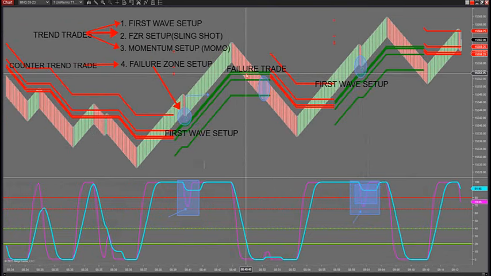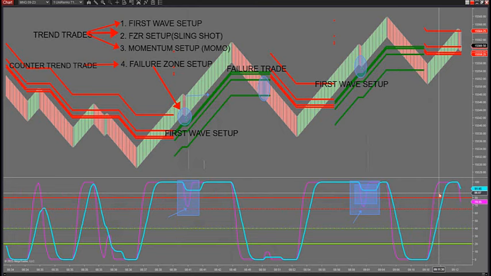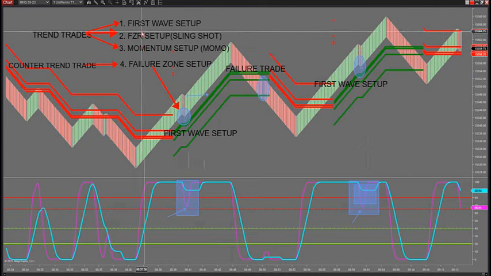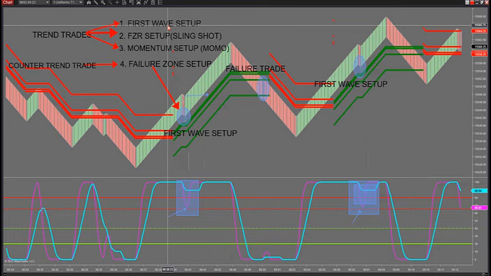The second one is a failure trade, and we're forming a failure trade right now as we speak. We're forming a possible FZR. I've got an FZR. I don't have a momentum trade. I don't have a first wave trade, right? Because a first wave trade, let's look at right now, setting up in live market action. I don't have a first wave trade because it trend changed green to red, but my signal line had to stay below 20. It did not. First wave is not happening.